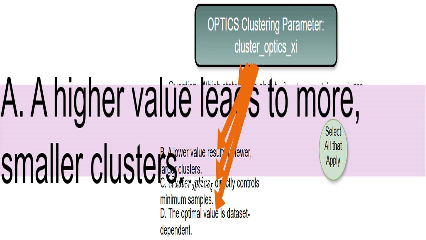Think of it like this. A higher cluster_optics_xi value acts like a stricter filter. Only points really close together will be grouped into clusters, leading to lots of smaller, tighter groups.